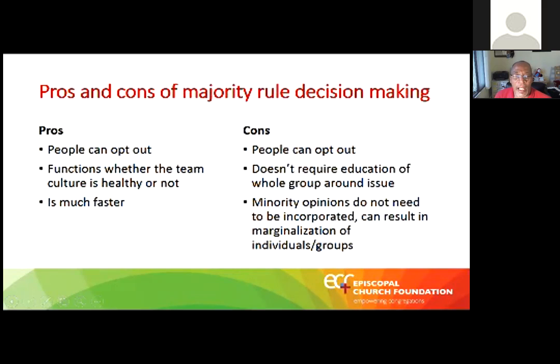And here are some of the pros and cons that we would discuss around majority rule versus consensus decision-making.